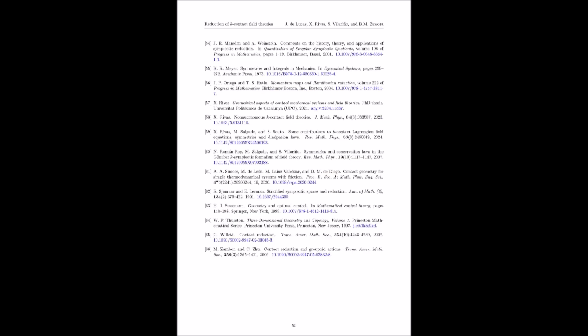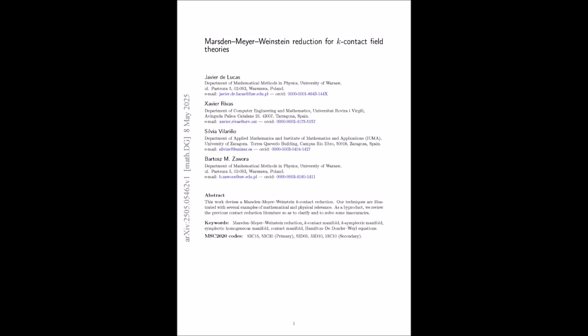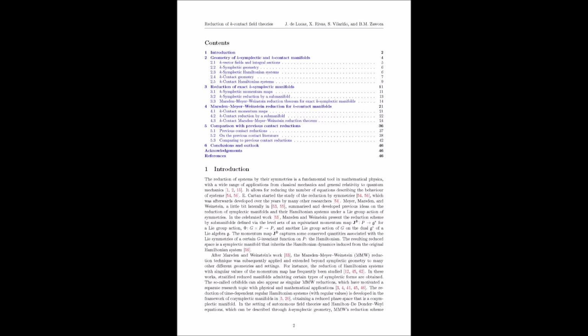Example 4.18 uses R^10 with a specific contact form and group action. Example 4.19 deals with the spherical cotangent bundle of a Riemannian manifold, showing how it fits into this framework and reduces correctly. Provides concrete illustrations of the abstract machinery. Okay, the final major section compares this approach to previous work on contact reduction. What's the main takeaway there?